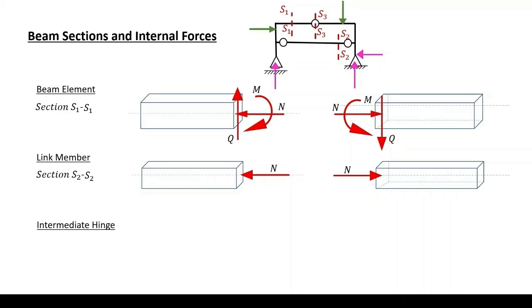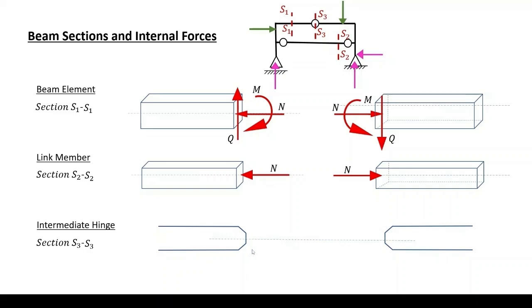The intermediate hinge can be represented in several ways. Here we have a necking at the section to allow for the rotation. And note that the rotation of the left part is independent of the rotation of the right part, which means that each part can rotate with a different theta. Since no moment exists here, we have only normal and shear.